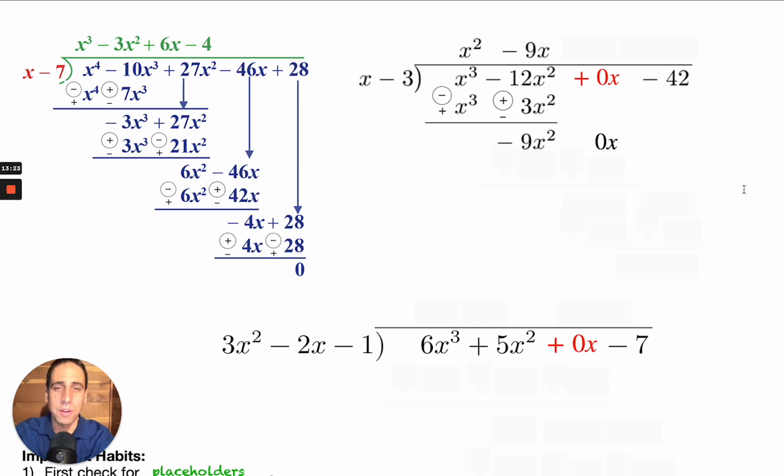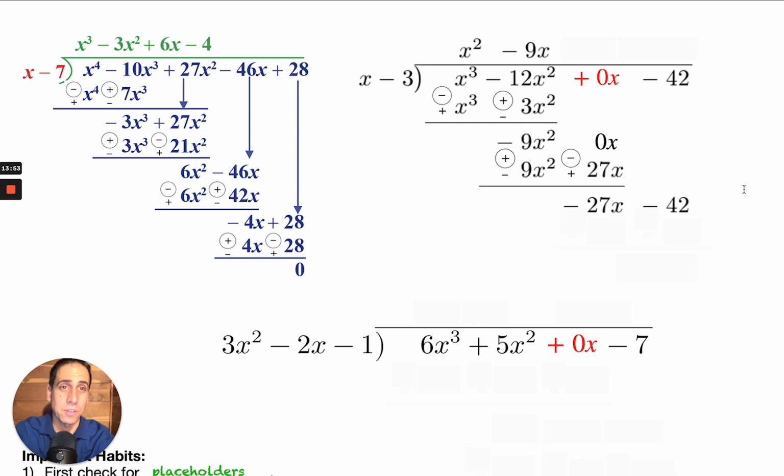Negative 9x squared divided by x gives you minus 9x, and then minus 9x times x, of course, is negative 9x squared. Minus 9x times minus 3 gives you plus 27x. We need to subtract. In order to do that, we're going to change the signs and add. And then the negative 9x squared and the plus 9x squared cancel out, and then also the 0x plus negative 27x gives you negative 27x.